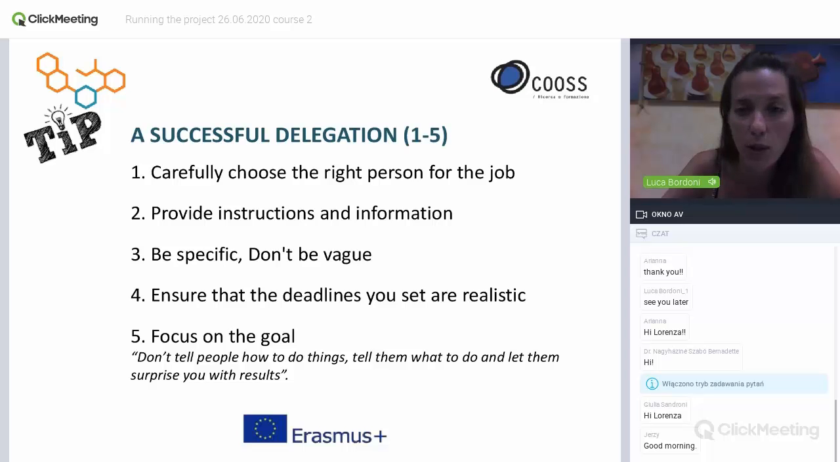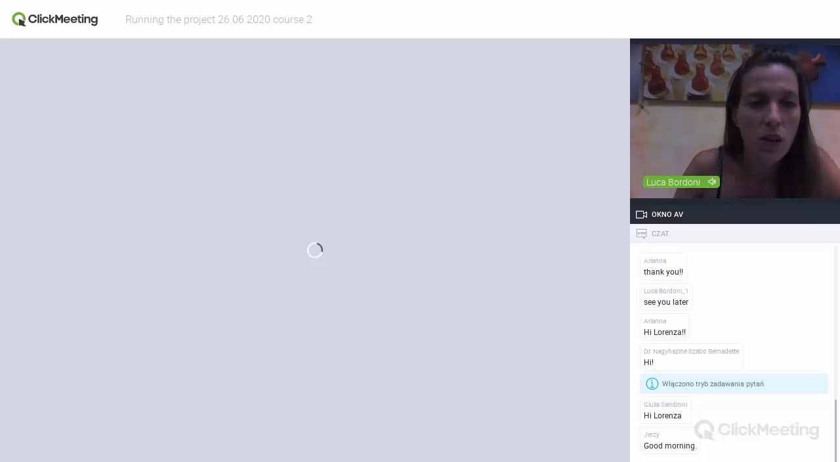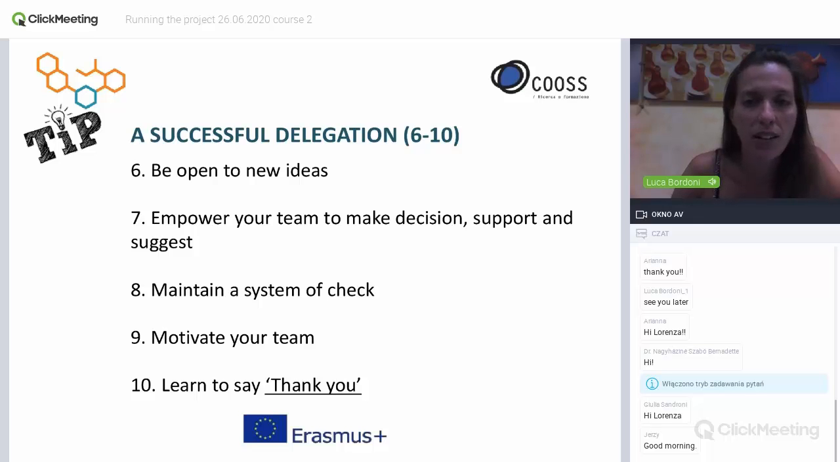Because in my staff, for sure, I have people with expertise, with experience, and probably I have an idea, but my partners may have a better idea to reach the same goal. So leave my partners a sort of freedom and be open to new ideas. So empower my team to make decisions, and support them if they need help for the realization of a task, for example, and suggest a solution.